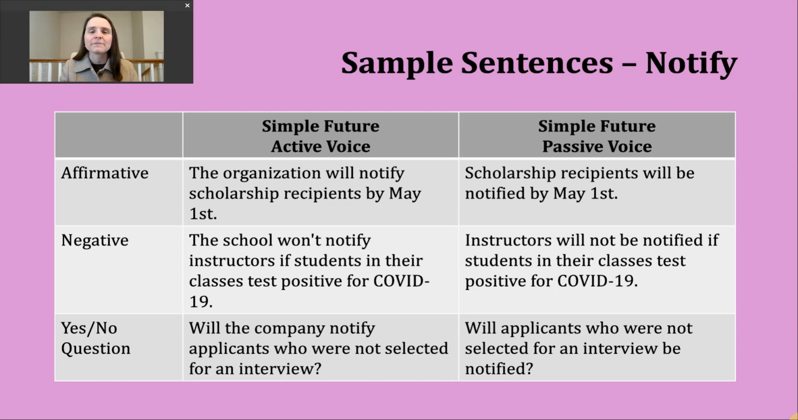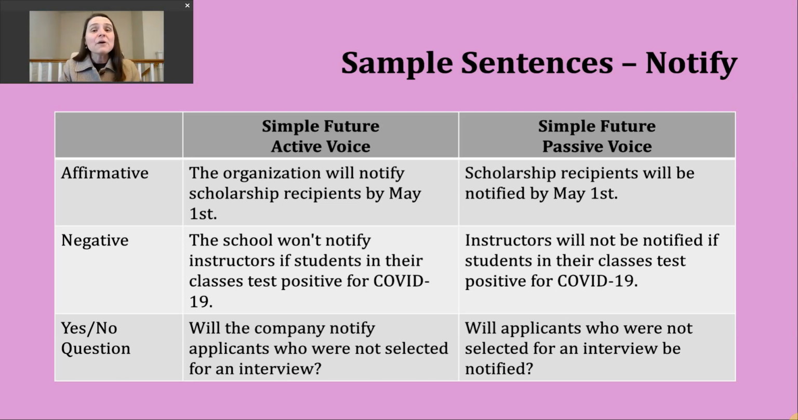May 1st. Right? So if this particular organization is listing all of their rules, the eligibility, the requirements to apply, it might seem like, well, it's obvious, like we are responsible for this action. So we're just going to say the recipients will be informed.